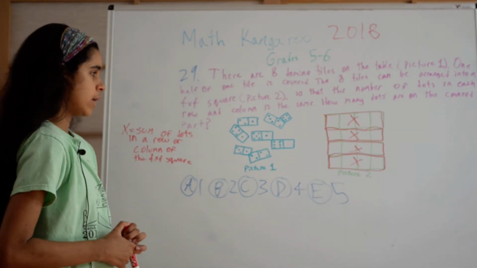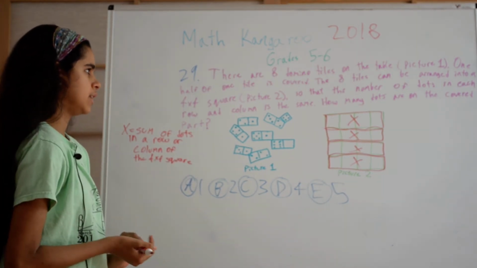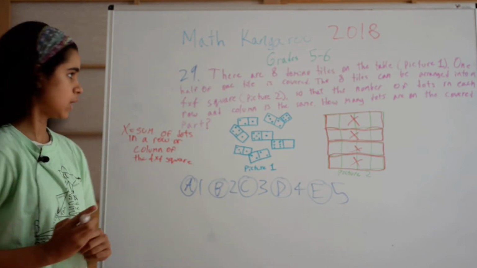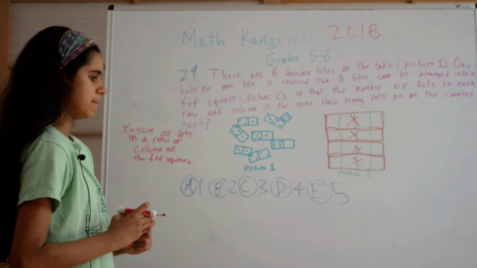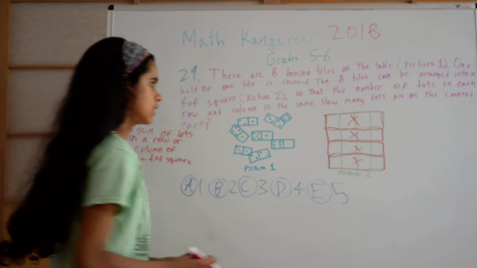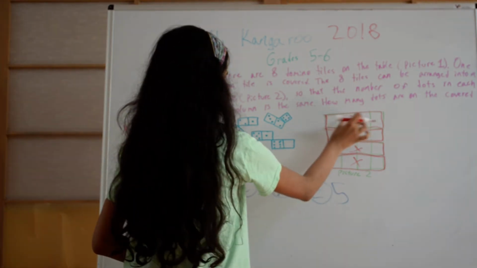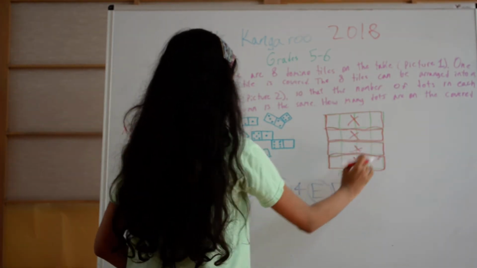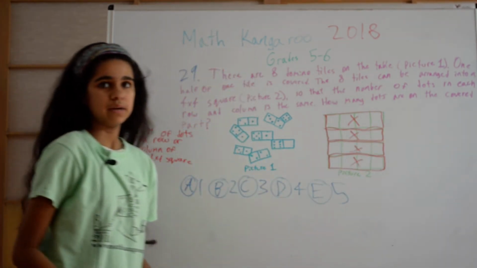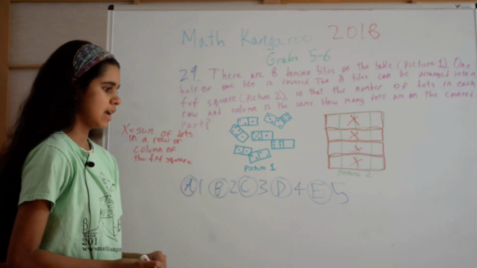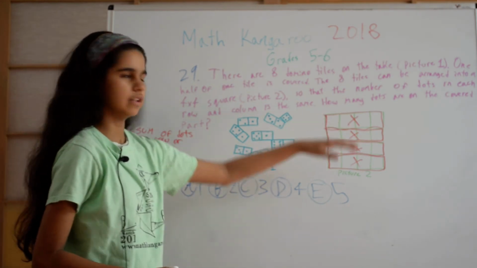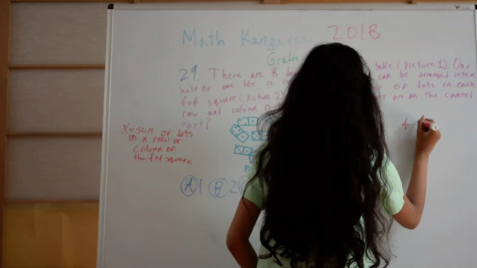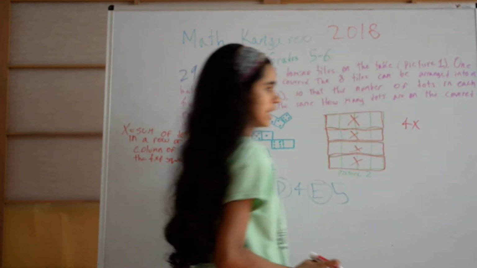So when we sum all of the squares with dots on them in the big square, in the 4x4 square, that's going to be 4x, and that's because here these 4 are x, these 4 are x, these 4 are x, these 4 are x, and when we add them all together we get 4x, and adding them all together that gives us all the little squares here. So the 4x4 square has a sum of 4x.